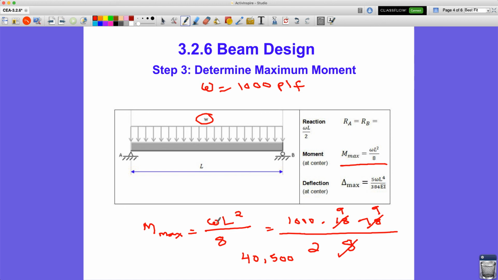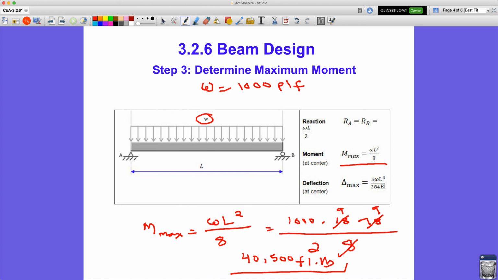Now, notice the units here. If I were going to take the time, and you should always do this, pounds per lineal feet times feet squared are going to give you foot pounds or pound feet. So those are your units. There's your maximum moment. So that's it for steps 2 and 3.